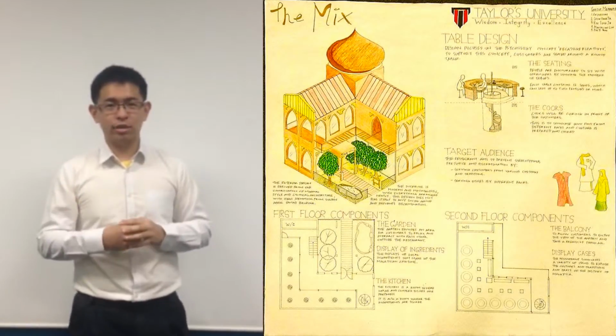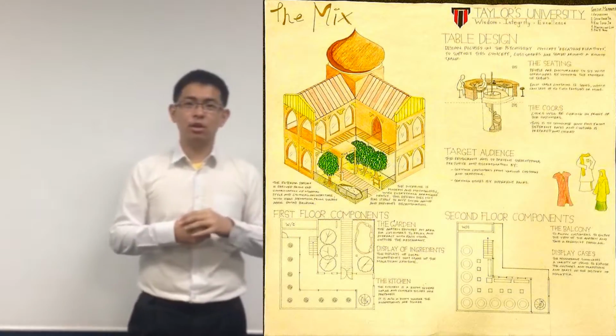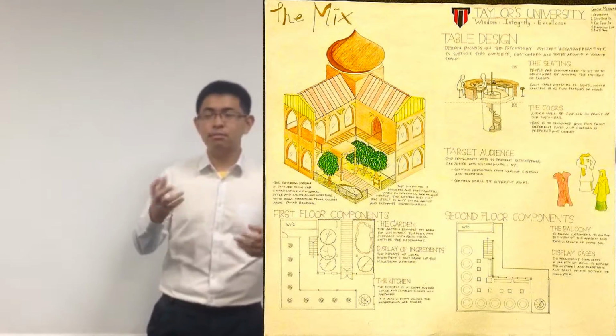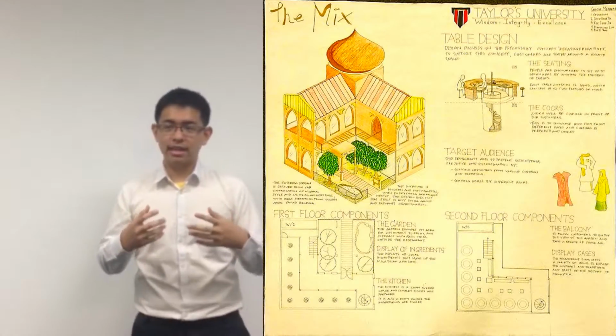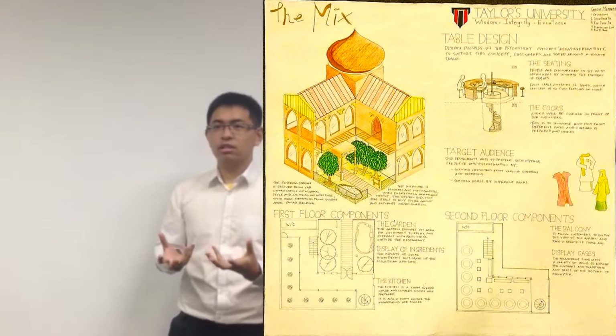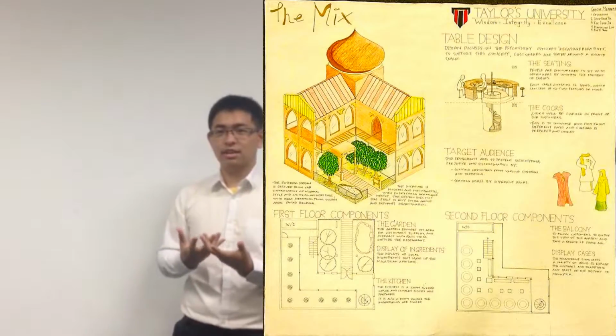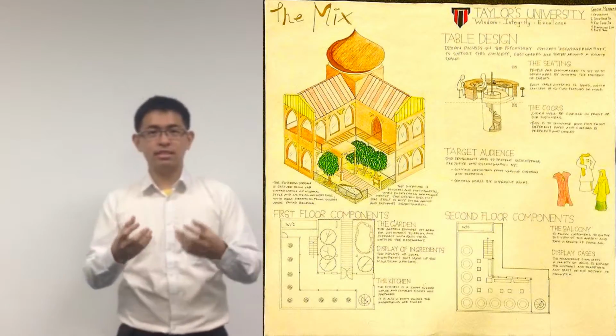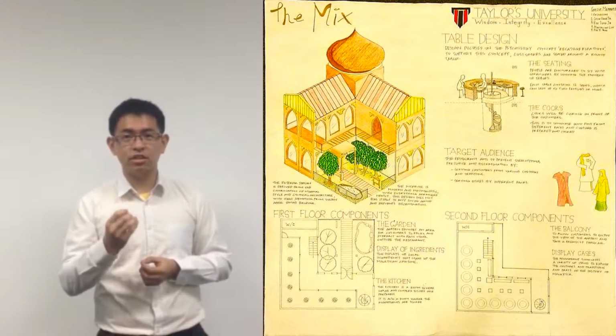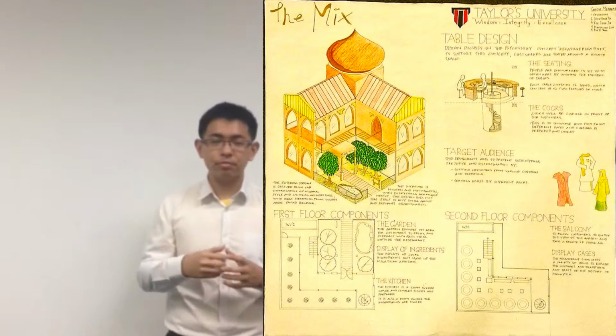So our proposed restaurant will be called The Mix. Why is it called The Mix? The meaning behind that name is that it congregates all different kinds of races in our country. It also means the various kinds of cuisines served in our menu.